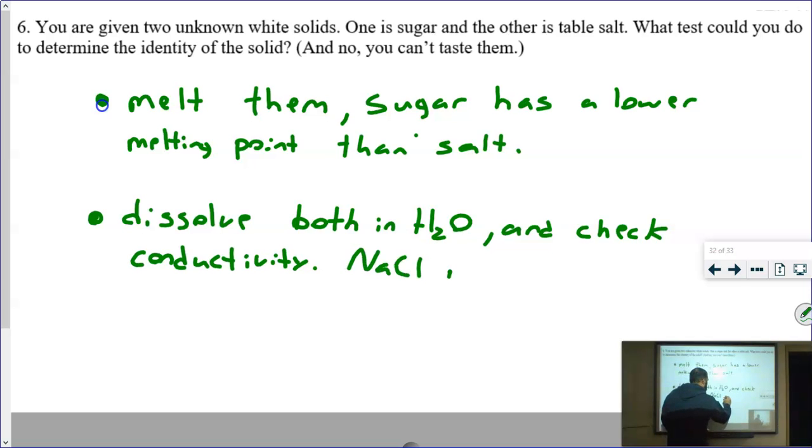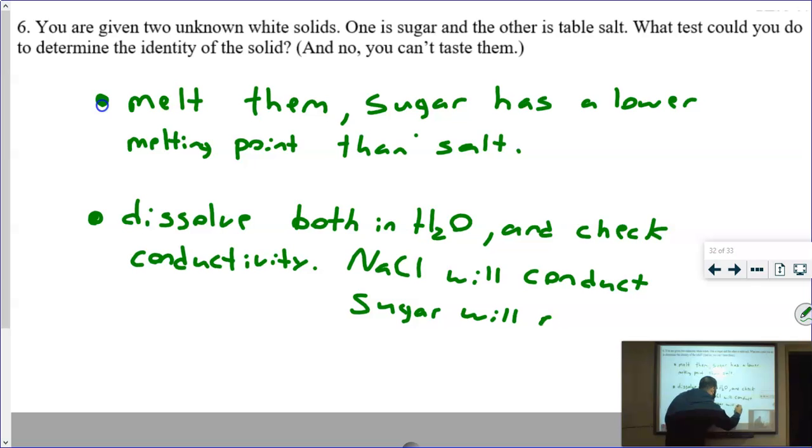Salt will conduct, well, when it's dissolved, right? And sugar will not. Okay, last one.